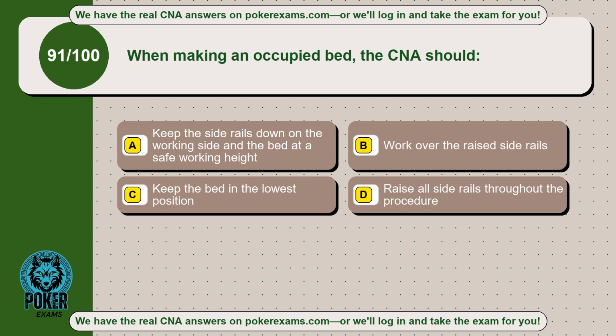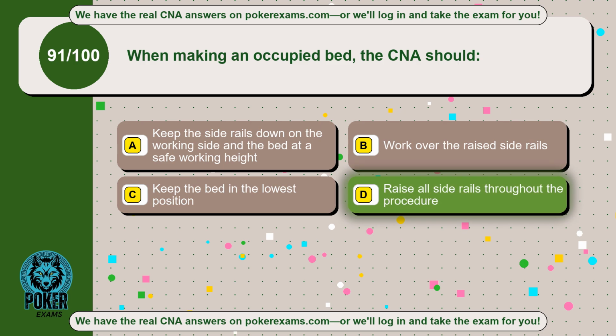Question 91. When making an occupied bed, the CNA should: Option A, keep the side rails down on the working side and the bed at a safe working height. Option B, work over the raised side rails. Option C, keep the bed in the lowest position. Option D, raise all side rails throughout the procedure.